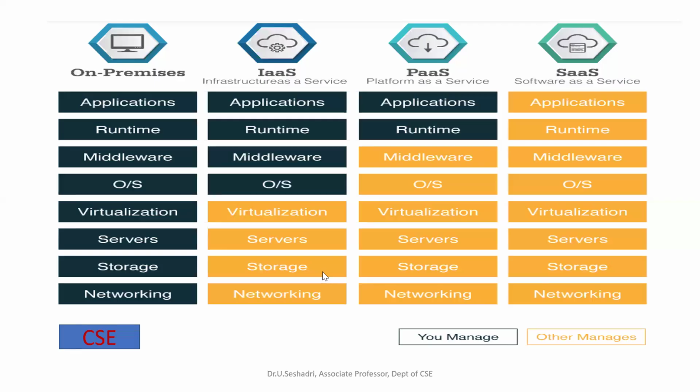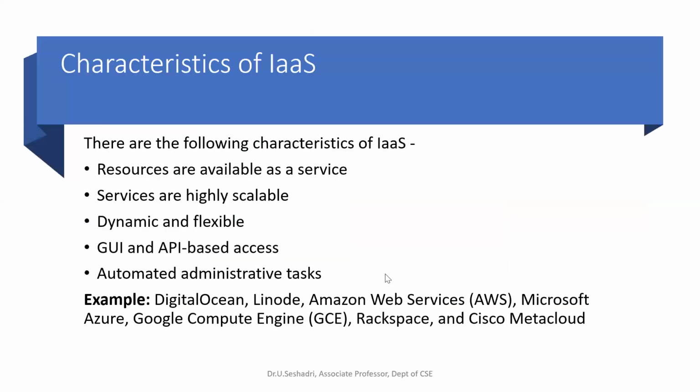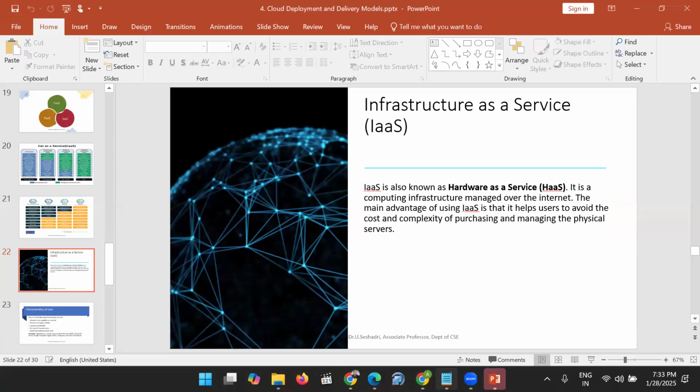Here, the same applies in the cloud delivery model: the networking, storage, servers, and virtualization, the providers will take care of. The operating system, middleware, runtime, and the application, you need to take care of. But in on-premises, you need to take care of everything. Those are the cloud delivery models.